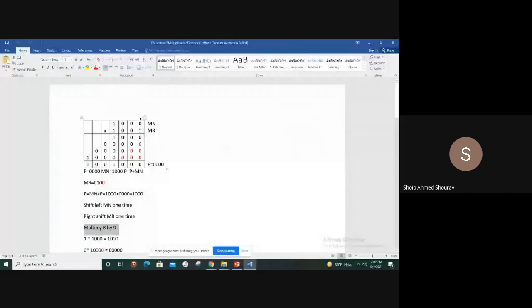So now, how are binary multiplications done? This is multiplicand 8, this is multiplier 9. We are going to denote the multiplicand with Mn and the multiplier with Mr.